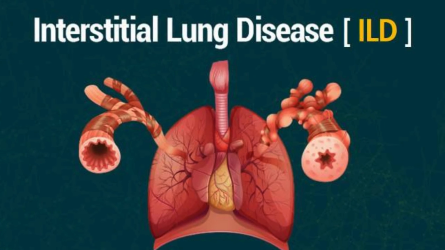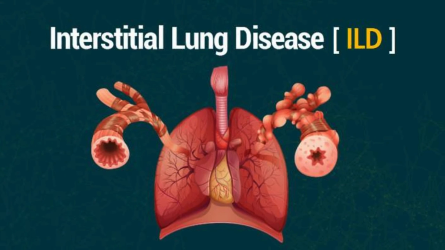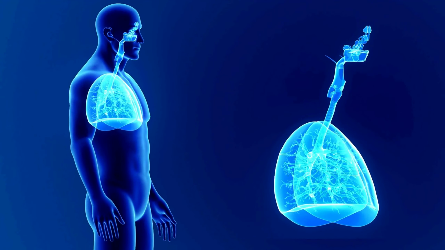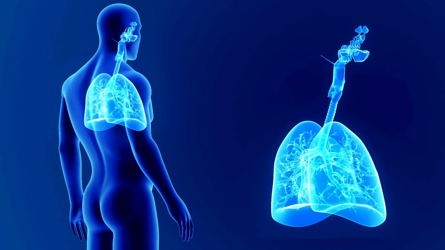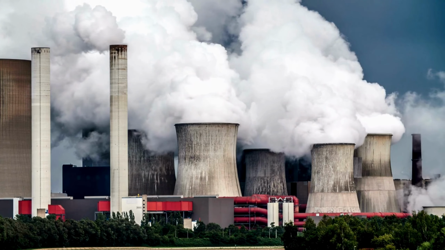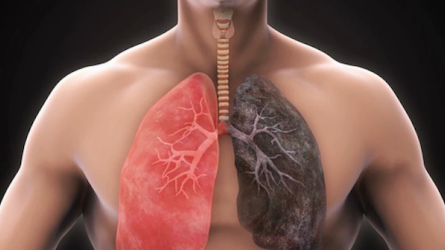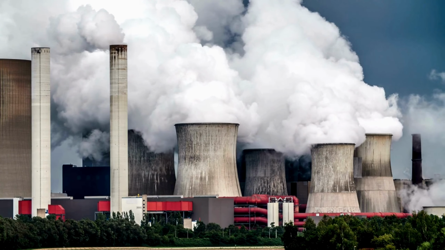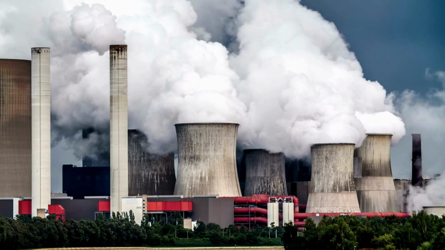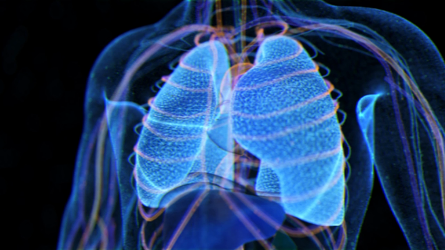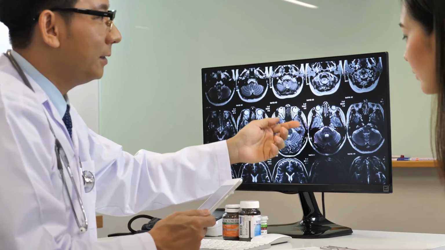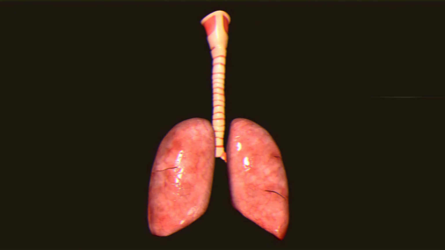Next is interstitial lung disease, or ILD. ILD represents a diverse group of lung disorders that affect the interstitium, which is the tissue surrounding the air sacs. This damage to the interstitium results in difficulties in breathing. Some key points regarding ILD include various causes. ILD can have various causes, including exposure to environmental toxins, autoimmune disorders, and unknown factors. Its diverse etiology makes diagnosing and managing ILD a complex challenge.